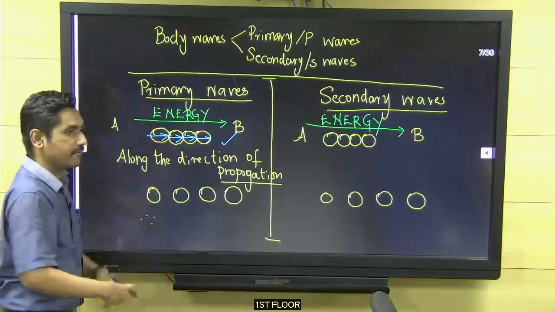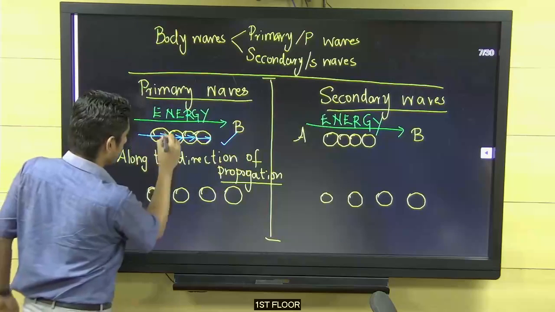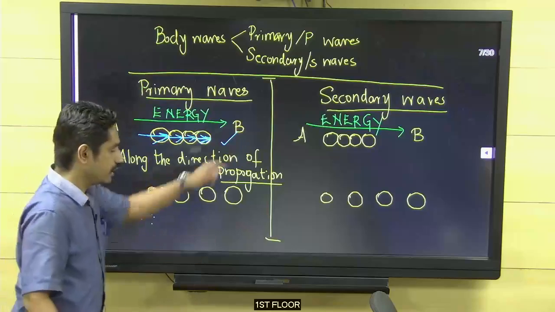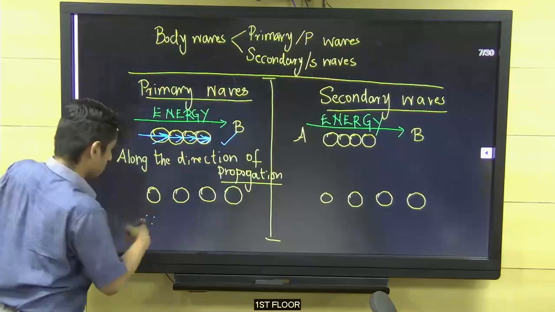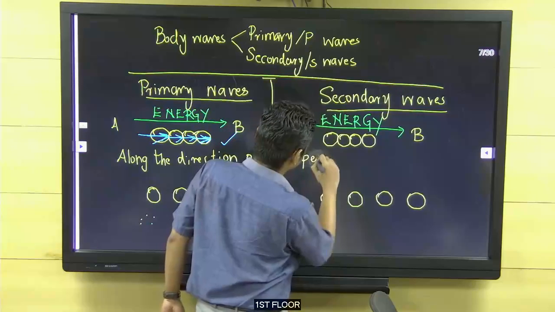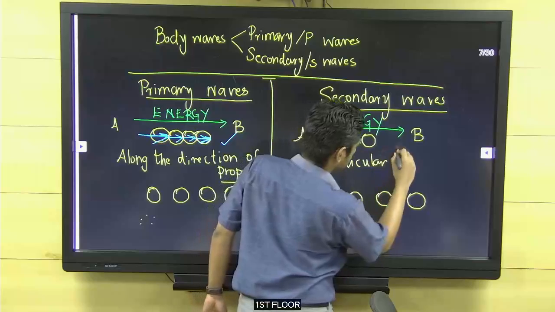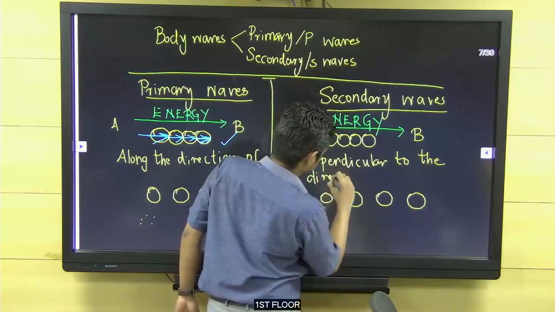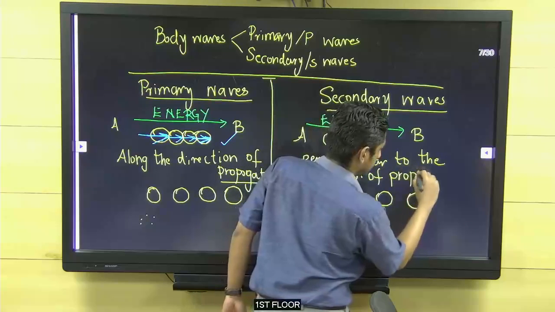Perfect. So P waves have a natural ability to transfer energy through a solid medium. You start from point A, it will reach point B. No problem. Come to secondary waves. Secondary waves will transfer energy by vibrating particles perpendicular to the direction of propagation.